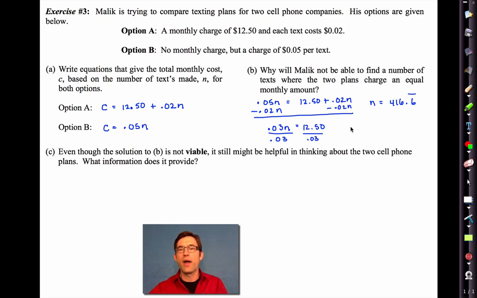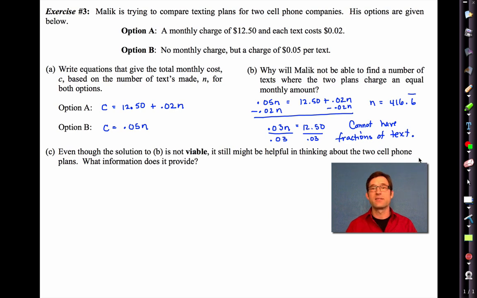Because we can't have fractions of texts. It's not to say we can't have a fraction in a text, but we can't have fractional texts. We can't have 416 2/3 texts. So that's what's known as a non-viable solution to an equation. It's a solution, but it's not viable. It doesn't work. We can't use it. On the other hand, it does give us some information, right?